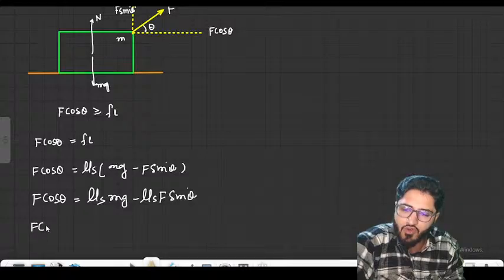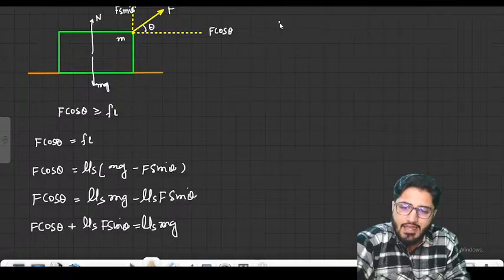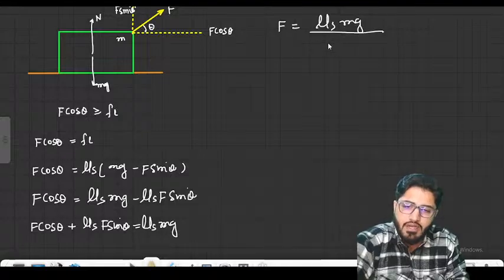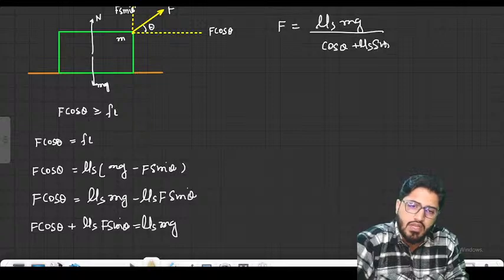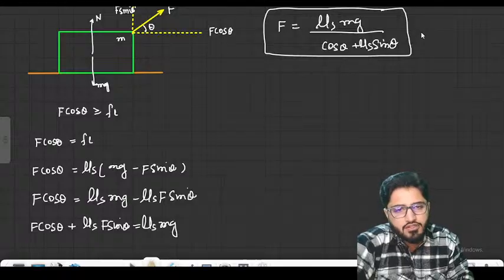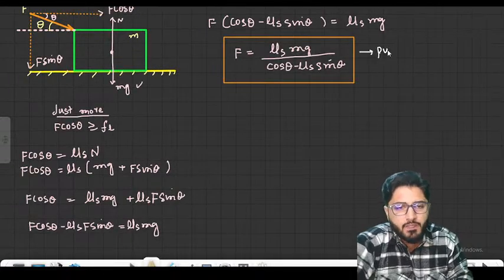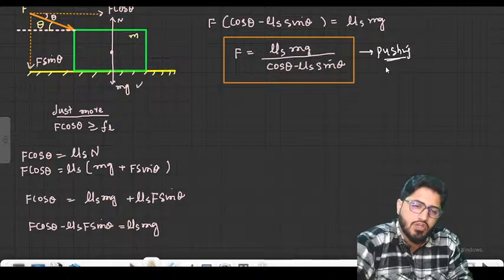I can write here F cos theta plus nu s times F sin theta equals nu s times mg. Now I can take F common, so F equals nu s times mg, whole divided by cos theta plus nu s sin theta. This expression, okay? That means if you are pulling it, you need to apply this much force. And if you are pushing it, you need this much force.